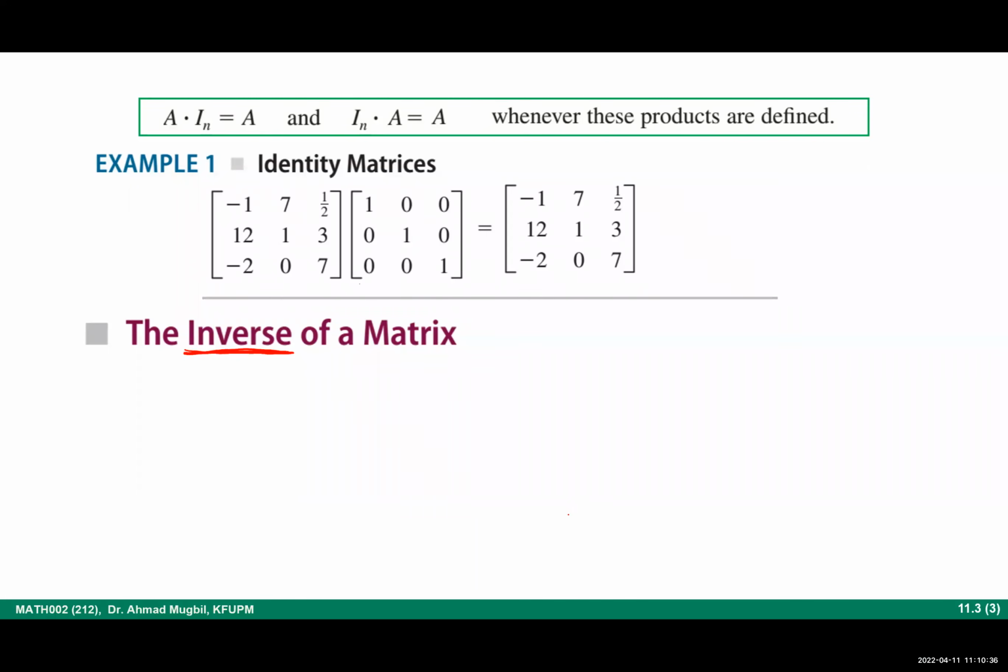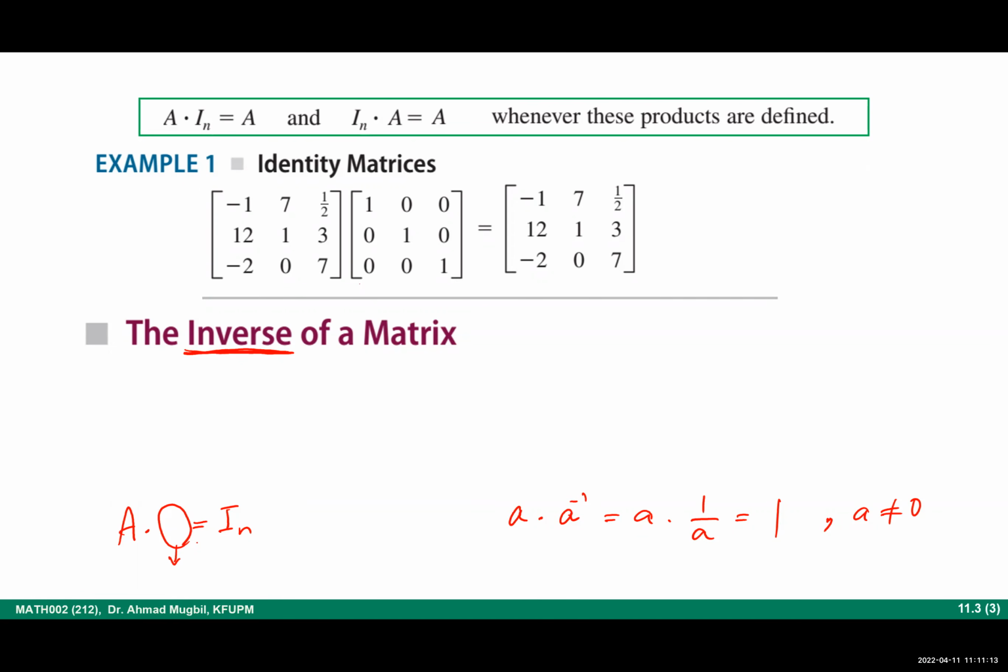We know that for numbers, the multiplicative inverse of a is a to the power -1, which is in fact the reciprocal, 1 over a, which will give you 1 if you multiply, for numbers that are not 0. What is the case in the case of matrices? What is the matrix that, if we multiply it by the matrix, we will get the identity? This matrix will be called the inverse of the matrix.